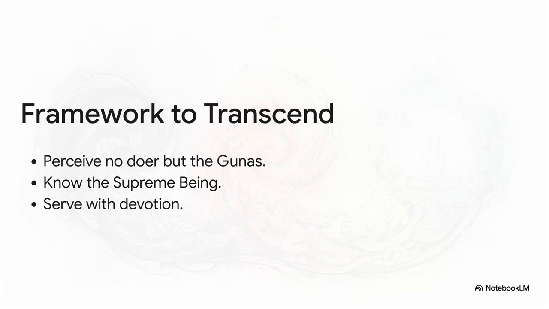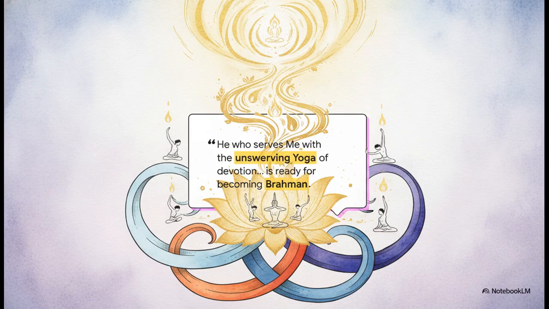ego's illusion of control. Second, you must fix your knowledge on the Supreme Being, which exists completely outside and above these material ropes. And third, and absolutely most importantly, you must serve with the unswerving yoga of devotion. The absolute cornerstone of the solution, as Krishna explains, is bhakti, unswerving exclusive devotion to the divine. It's this pure devotion that acts as the ultimate catalyst. It literally lifts the soul completely out of the binding influence of Sattva, Rajas, and Tamas, and makes the practitioner ready to become one with the ultimate reality, Brahman.